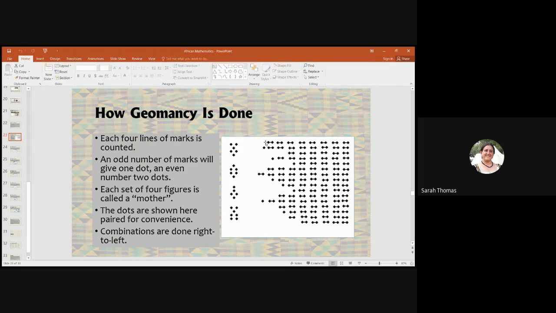That's an even number. So we're going to interpret that as this top line of the figures on the left, that we're going to put 2 dots. We're going to reduce any even number down to 2 dots. We're going to reduce any odd number down to 1 dot.